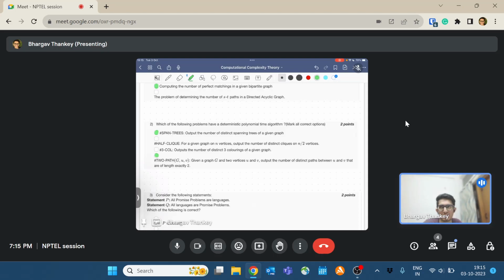It can be done in order n cube time, or even order n square time, if you are given the graph as an adjacency matrix. So A and D are true. What about B and C? So suppose we had polytime algorithms for B and C, then what would happen?